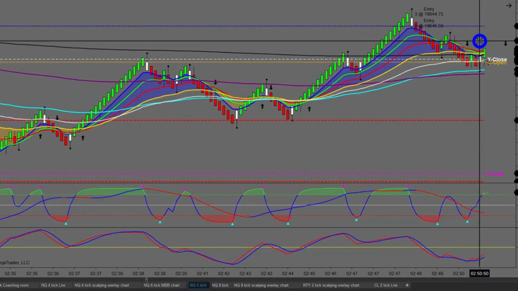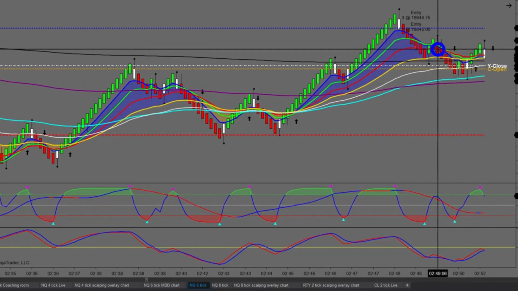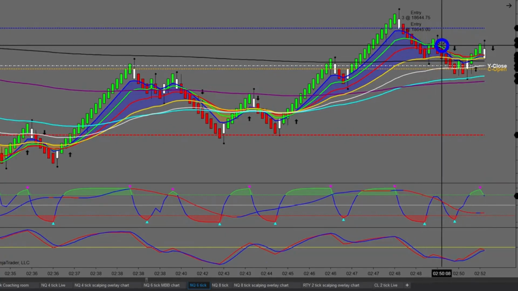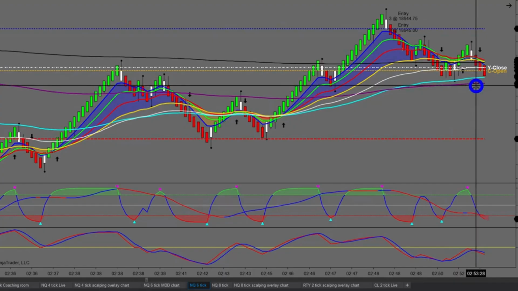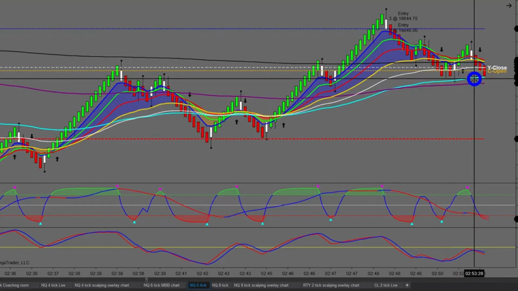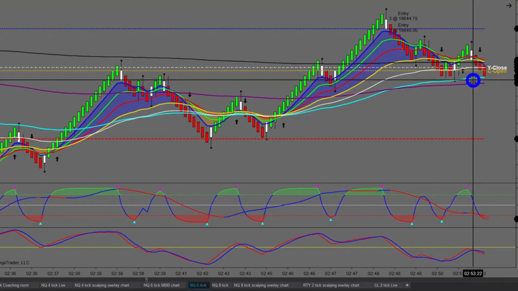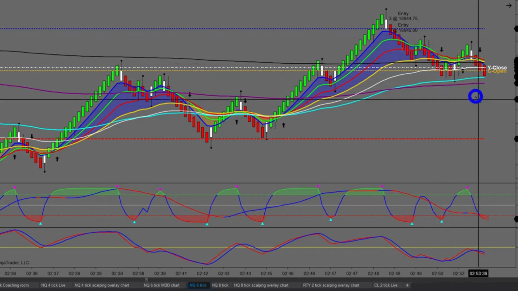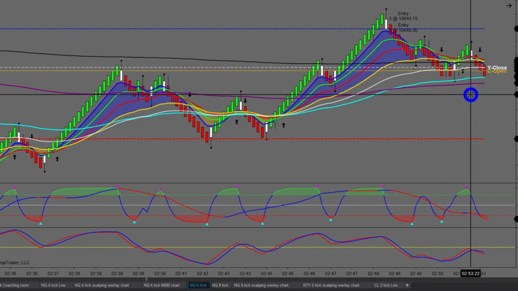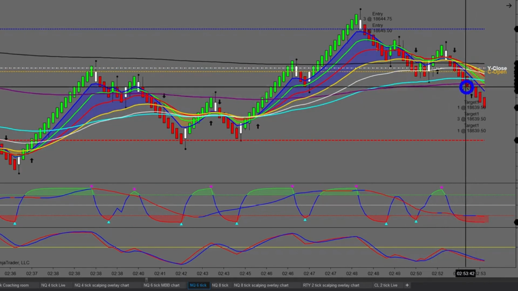Now if I missed that entry just here, I had another one just there, and I had another one just here. Now little challenge with these ones is that as I'm selling directly at support, now they did pop through, but I was getting a wee bit worried about those trades at that time. So now I'm out of the trade.